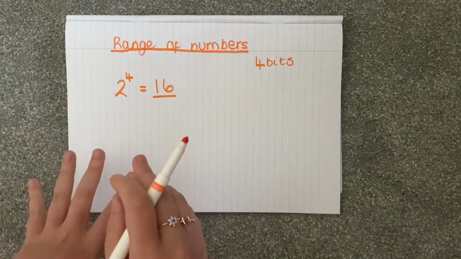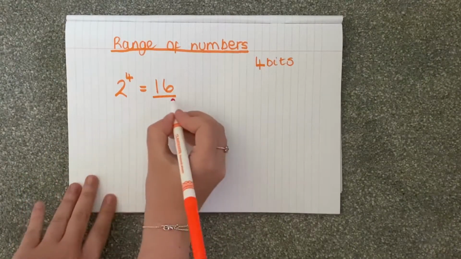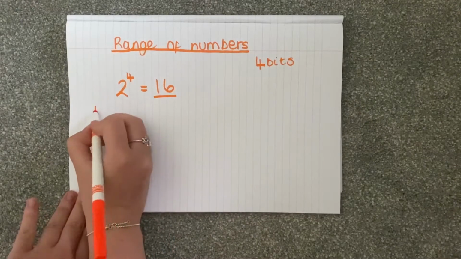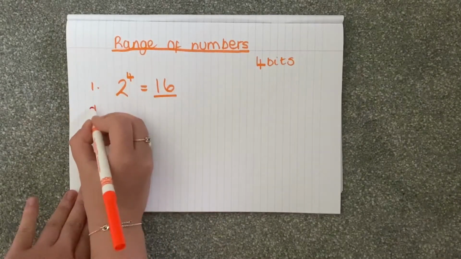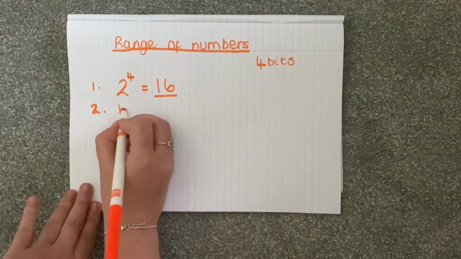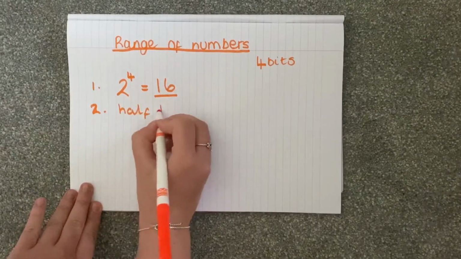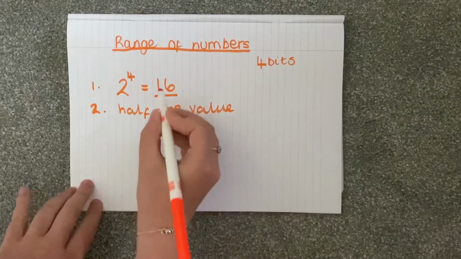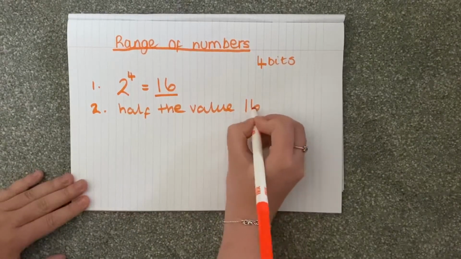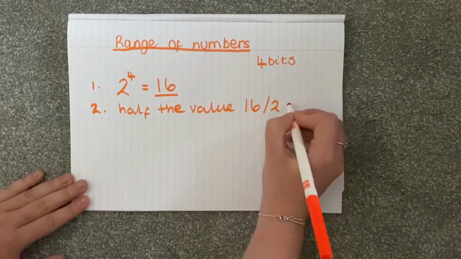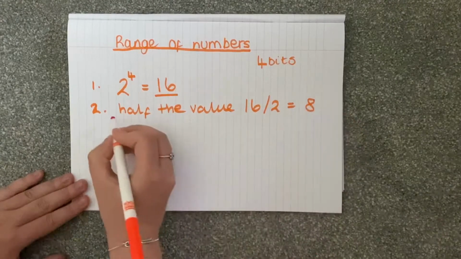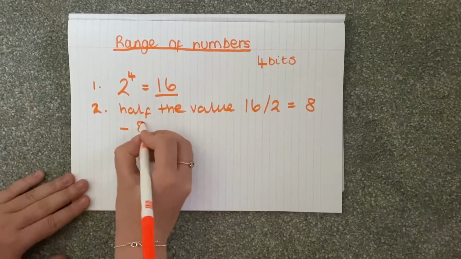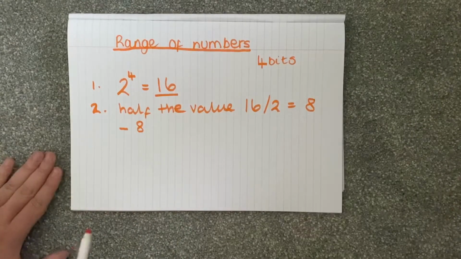It is quite straightforward, because to find the negative number or range of numbers that we can store, we do number 1, or that would be step number 1. Step number 2, we half the value. So half of 16, so we go for 16 divided by 2 equals 8. This is the negative number that we're calculating here, so it is negative 8 is our first range.